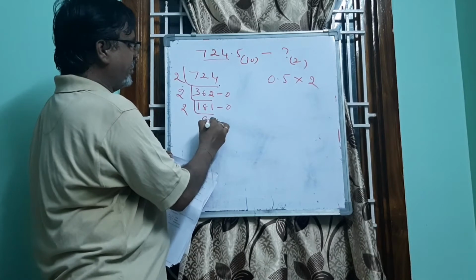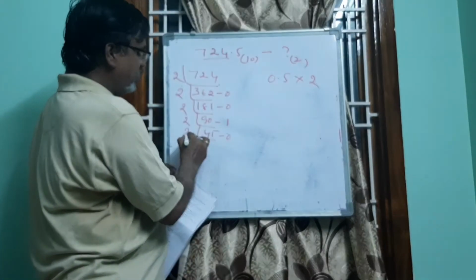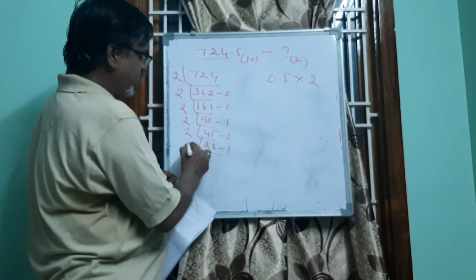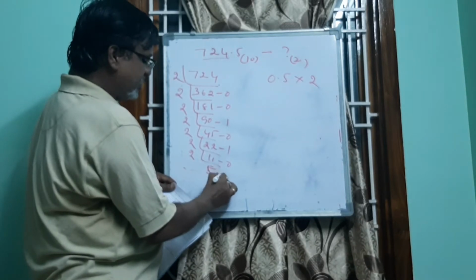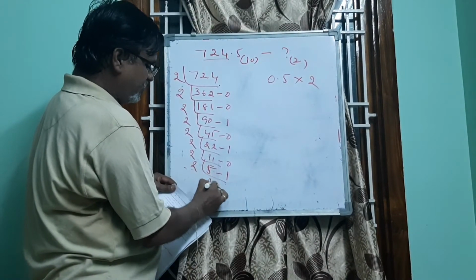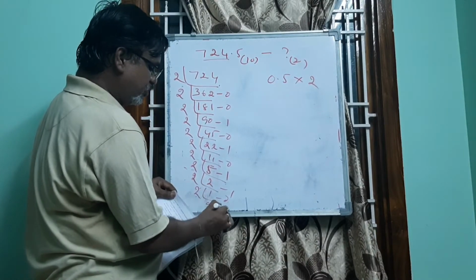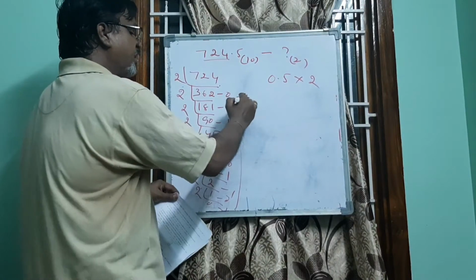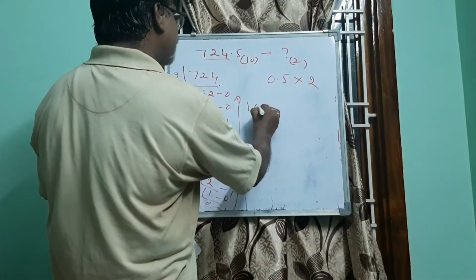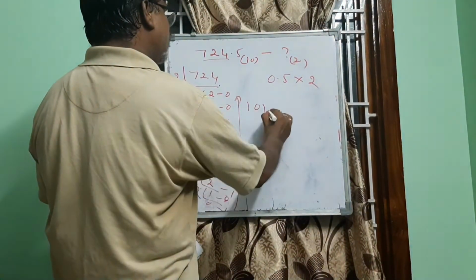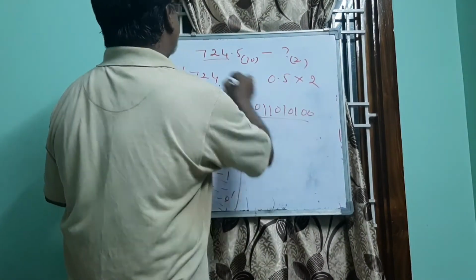Here 2 90s are 180, remainder 1. Here 2 45s, remainder 0. Here 2 22s are 44, remainder 1. Here 2 11s, remainder 0. Here 2 5s are 10, remainder 1. So 2 2s are 4, remainder 1. 2 1s, remainder 0. Again 2 zeros, so 1. So if you write this in reverse order, you will get 1 0 1 1 0 1 0 1 0 0. This is this part.